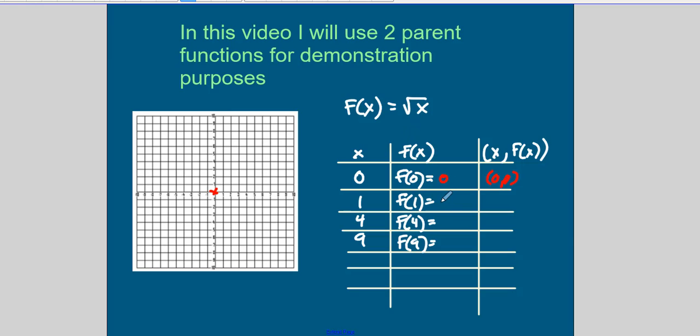Then f of 1 is the square root of 1, which is 1, so we have the point 1, 1. 1 across, 1 up. Then the square root of 4 is 2, so we have the point 4, 2. And then the square root of 9 is 3, so we have the point 9, 3. You could connect those, but I'm going to leave those points unconnected right now. We're going to use those two functions for a lot of our stuff here.